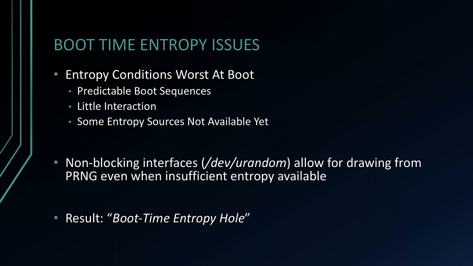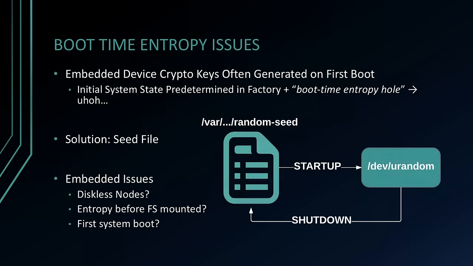Yet non-blocking interfaces to random number generators, such as the /dev/urandom interface, allow for drawing from the random number generator even when insufficient entropy is actually available in the system. And this results in something called the boot time entropy hole.